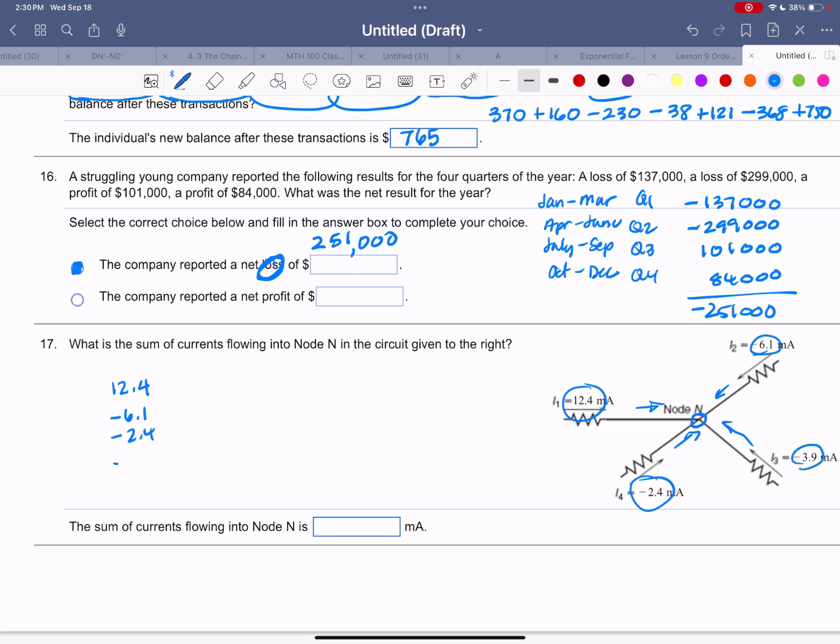And a negative 3.9. So we take our 12.4, that's a positive, and we subtract 6.1, subtract 2.4, subtract 3.9, so let's see what I get. I think I'm getting 0, let's see. Yes, that comes out to 0. So all of this adds up to negative 12.4, and then you've got your positive 12.4, and so that's going to zero out.